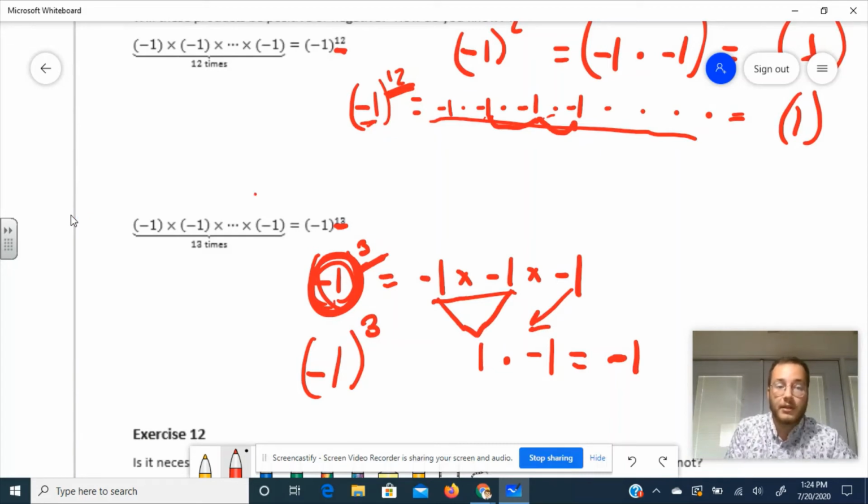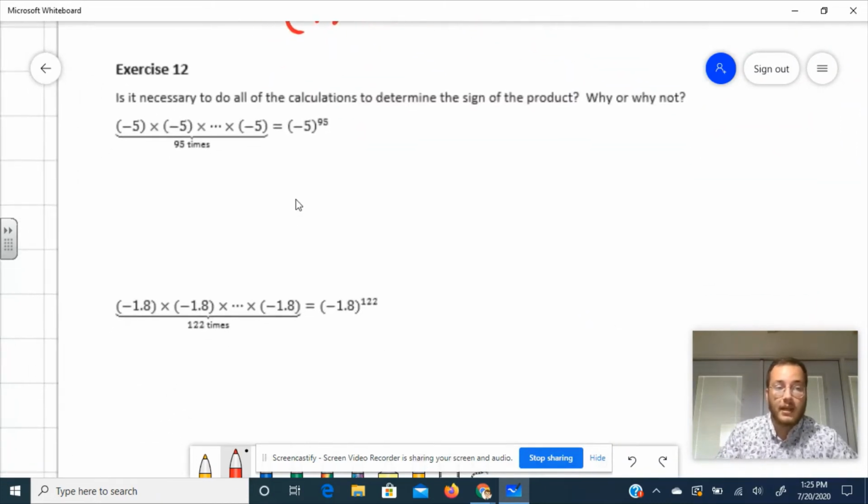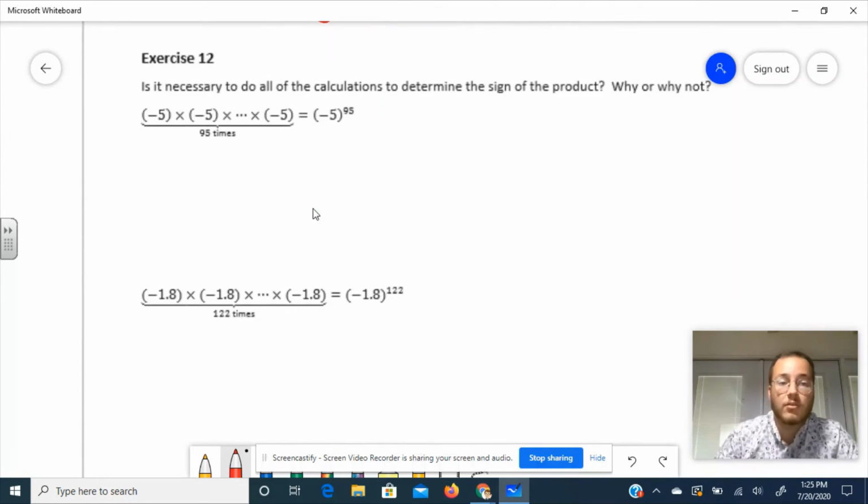But if you have up here a negative number inside the parentheses and your exponent is even, your answer will always be a positive number. It doesn't matter what number's in here, as long as it's negative and your exponent is even, it will be a positive number. If your exponent is odd and the number in here is a negative number, your answer will always be a negative number. So, that being said, exercise 12 says, is it necessary to do all of the calculations to determine what the sign of the product will be? Why or why not?